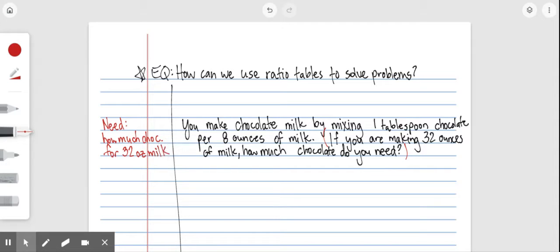I abbreviated ounces to OZ because that's the American abbreviation for ounces. So whenever you see OZ on a package, it means ounces. And ounces is a weight or a measurement.